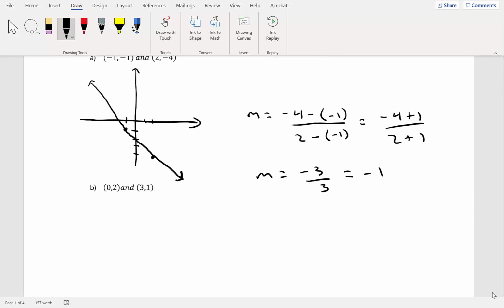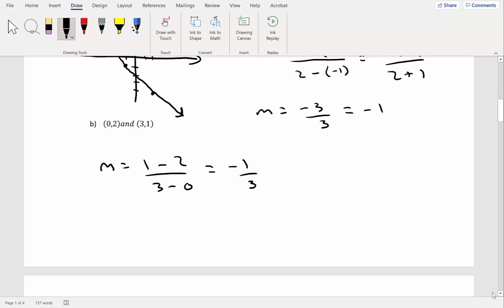Let's take a look at the next one. So we have m is equal to y2 minus y1, so we have 1 minus 2, all over x2 minus x1, so all over 3 minus 0. Simplify, so 1 minus 2 gives us -1, all over 3 minus 0, which gives us 3. And now we figured out the slope. But let's take a look at the graph as well. So 0, 2, which is this point over here, and then we have 3, 1, which is right over here. And we could connect the points with each other. And now we have our graph.